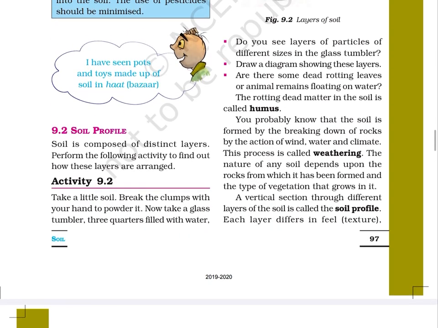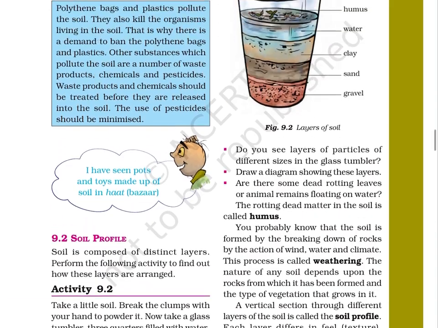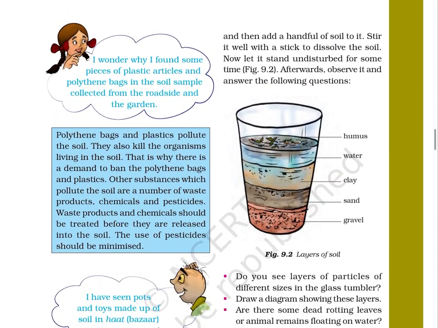9.2 Soil profile. Soil is composed of distinct layers. Perform the following activity to find out how these layers are arranged. Activity 9.2 Take a little soil. Break the clumps with your hand to powder it. Now take a glass tumbler, 3/4 filled with water, and then add a handful of soil to it. Stir it well with a stick to dissolve the soil. Now let it stand undisturbed for some time. You can observe this in figure 9.2. Afterwards, observe it and answer the following questions.